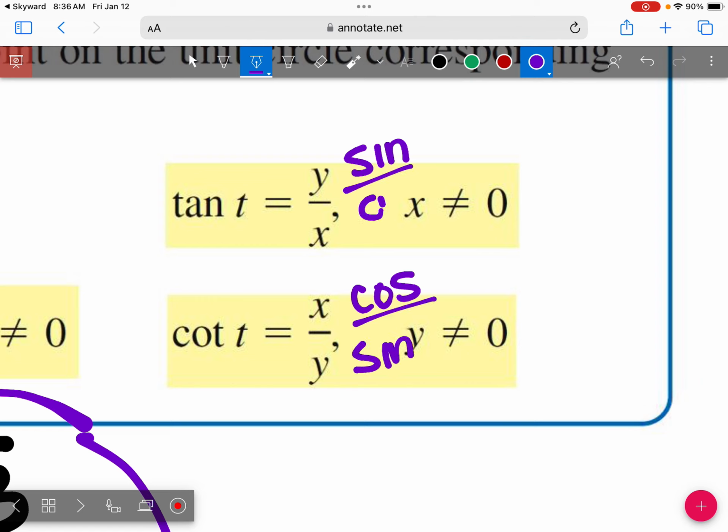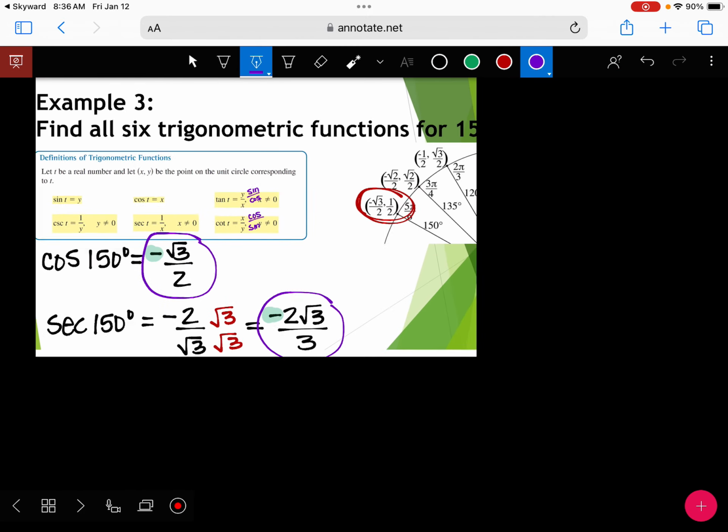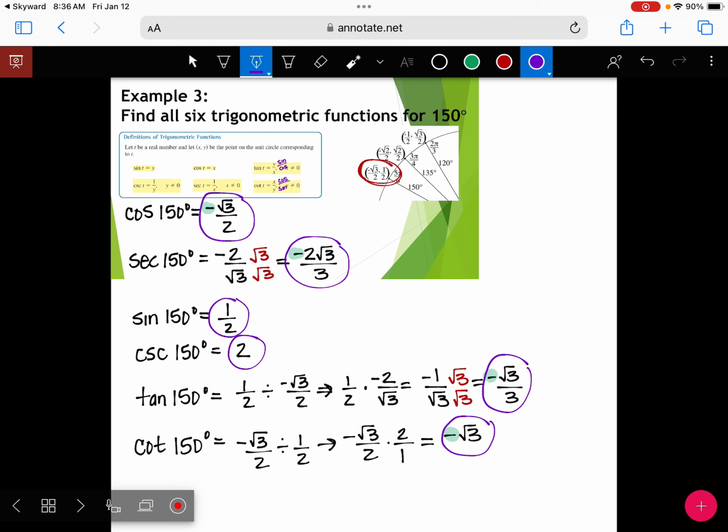For secant, is it fine if we have a negative on the bottom? Yes. As long as you have a negative somewhere in the fraction, you can move it to the front, you can move it to the bottom, top, anywhere. Good question.